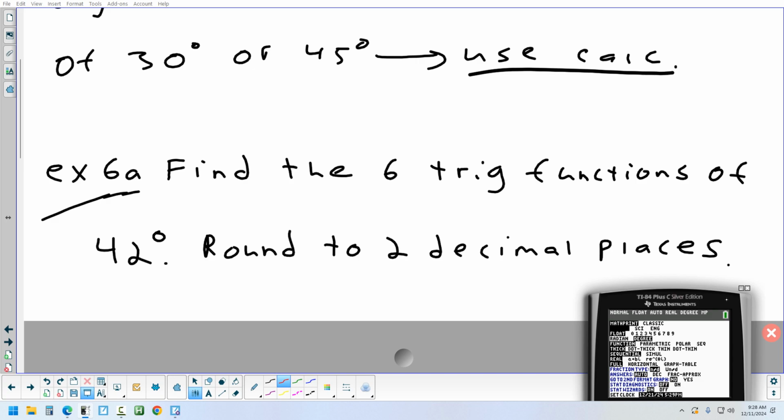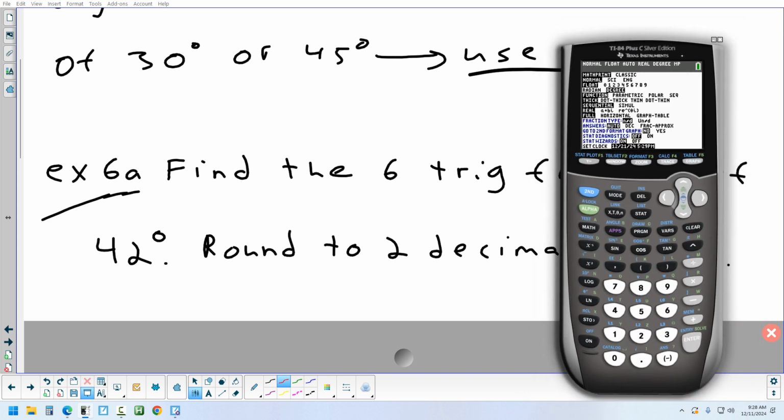Yeah, degrees. How do you know that? Right, there's the little circle on the 42. If I did not see that circle and it said find the 6 trig functions of 42, I would assume it's radians. So we're going to type in all 6. So we've got the sine of 42. And it does say degrees at the top. So you always know what mode you're in, even if you don't go to that screen to check.